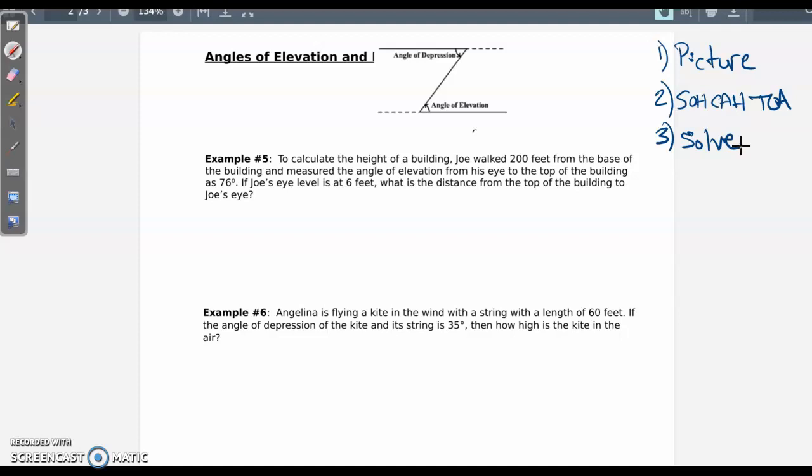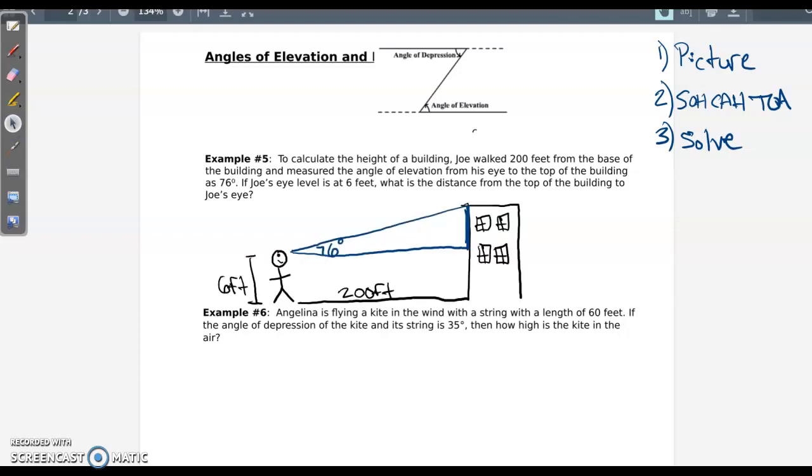Let's look at example 1. To calculate the height of a building, Joe walked 200 feet from the base of the building and measured the angle of elevation from his eye to the top of the building at 76 degrees. If Joe's eye level is at 6 feet, what is the distance from the top of the building to Joe's eye?